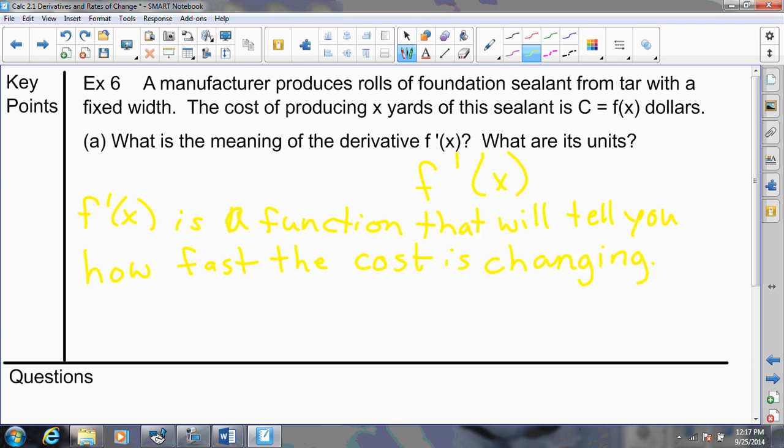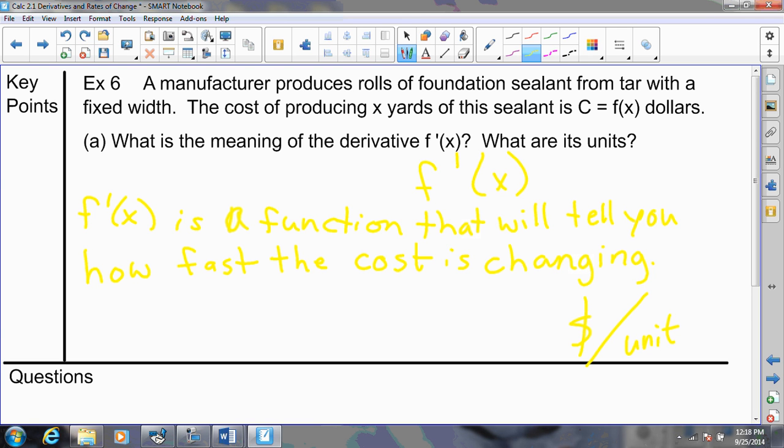No. If we took the derivative of our cost function, it will tell us how fast the price or the cost is changing. There will be a time when it's cheap to make a certain number of rolls. There will be a time that is expensive to make a number of rolls. We're actually going to discuss this a little bit more on the next page. I'll try to elaborate further. But the units is the cost function per unit.